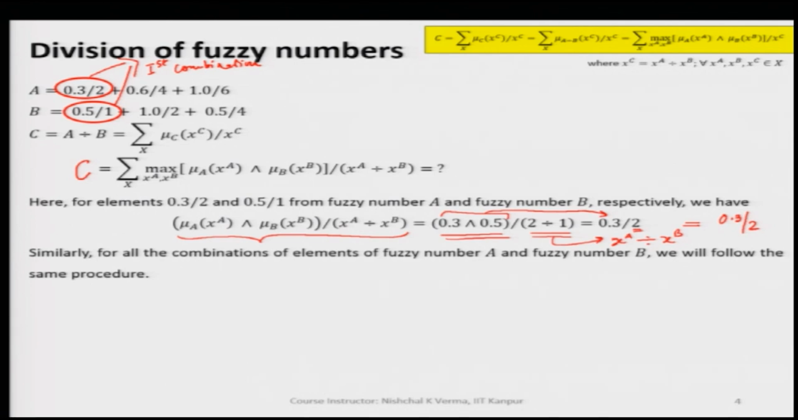Please note that we are not supposed to divide 0.3 by 2 here. This is just the representation; we have to keep this element as it is, where 0.3 represents the membership value corresponding to the generic variable value of 2 for the resulting fuzzy set C.